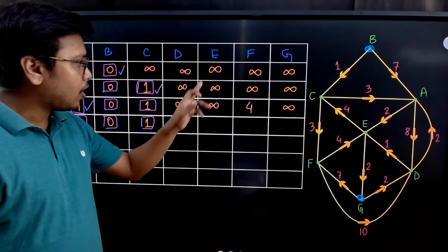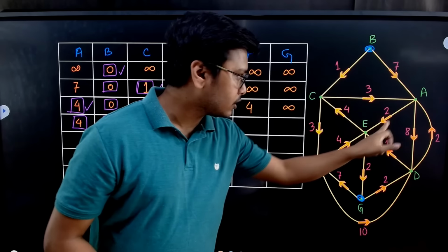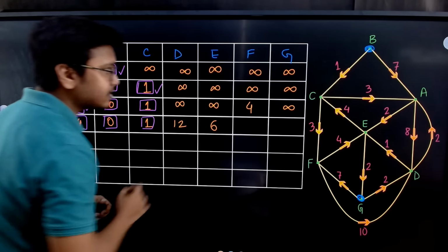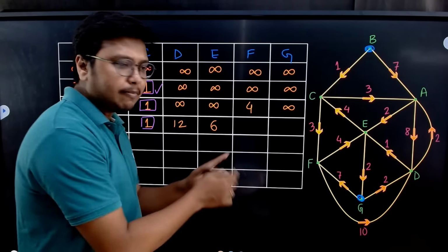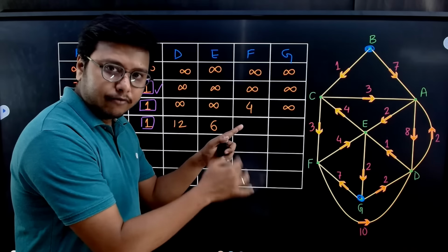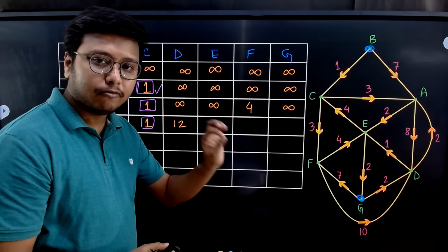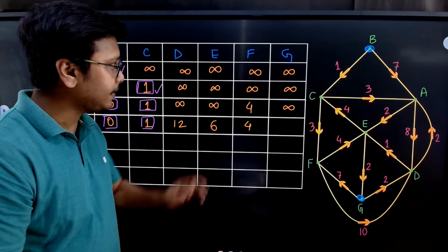Okay, now from A to E, that's possible to go. The weight is 2, so 4 plus 2, that's 6. Then from A to F, that's not possible to go. So minimum of infinity, comma, the weight is infinity. Sorry, minimum of previous value, which is 4, comma, the weight, which is infinity. So the minimum remains as 4 and not the infinity.